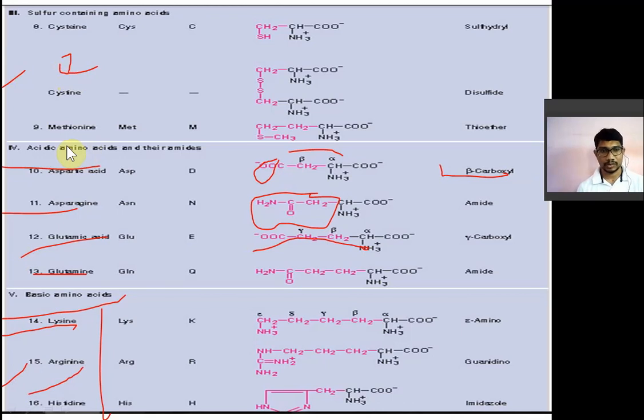In that you have an epsilon amino group, an epsilon amino side chain. Remember this: epsilon amino side chain. This is alpha, beta, gamma, delta and epsilon. There is an amino function on epsilon, therefore epsilon amino lysine.